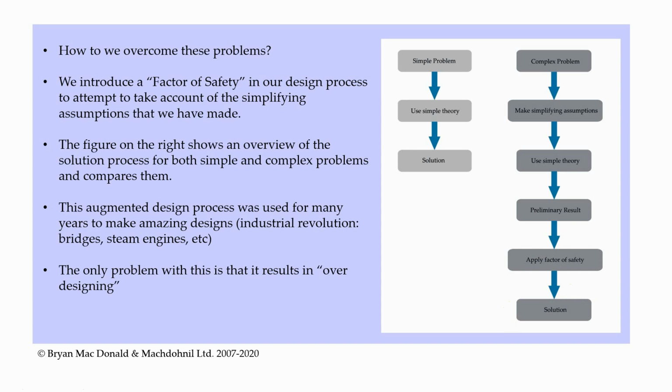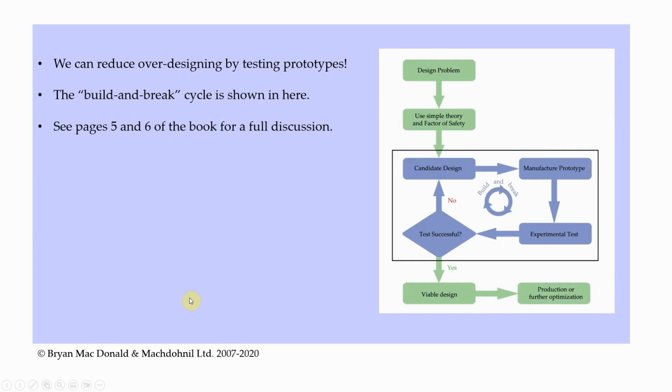And we could possibly improve that design by removing some material or changing the geometry or something like that, which would save us money and allow us to make more profit in selling that to our customer. So this is what we mean by over-designing. The beam is probably better than it actually needs to be using this methodology. So how can we improve this?